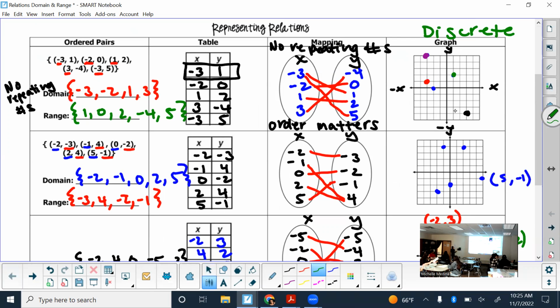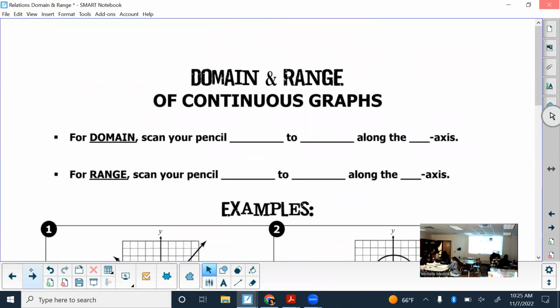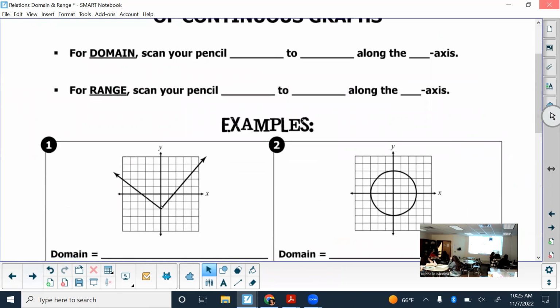All right, so taking domain and range of discrete graphs basically just looks like this, right? It's just a list. It's telling me that my X's are -2, -1, 0, 2, and 5, and nothing else. It's telling me that my range is -3, 4, -2, -1. And that just comes from reading the coordinates and making a list. So if you have discrete graphs, that's what your domain and range will look like.